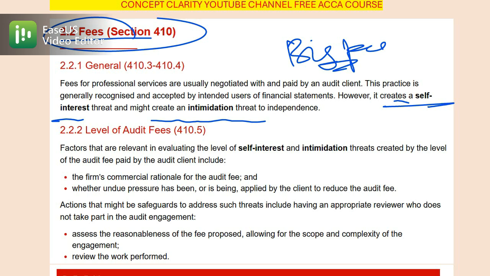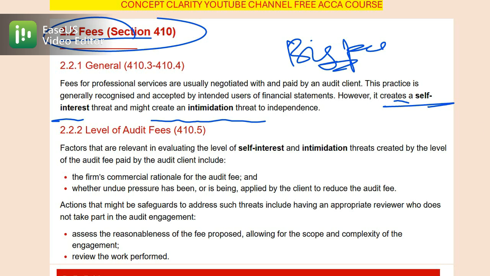Now imagine the client starts pushing you: reduce the fee, or we will go to another firm. So that is an intimidation threat. You feel pressure to compromise your independence just to keep the engagement.